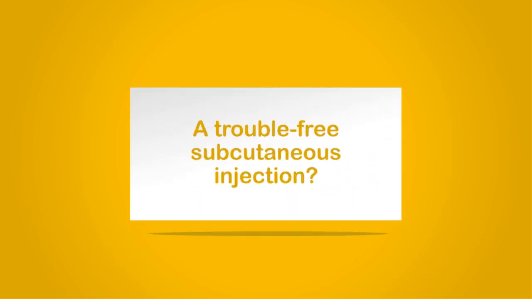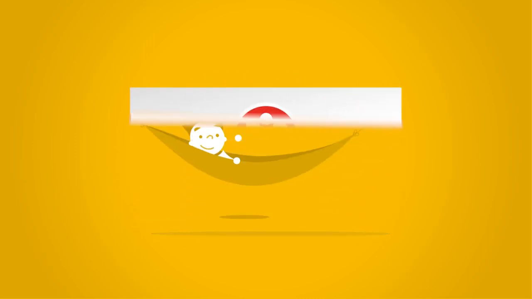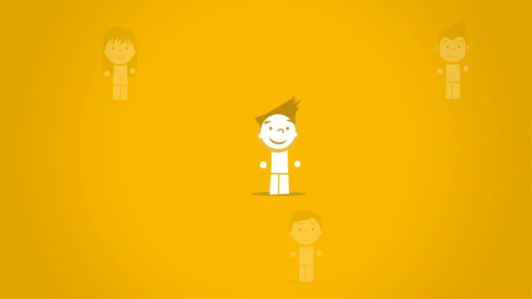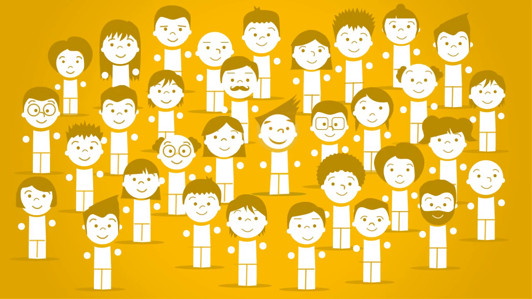A trouble-free subcutaneous injection. It's easy with PICC. A subcutaneous injection is called this way because the needle penetrates through the adipose tissue between the skin and muscle. It is especially useful for insulin therapy because it allows for constant slow absorption of the drug. So many people do insulin injections every day to manage their diabetes. Let's find out how to make things as easy as possible.